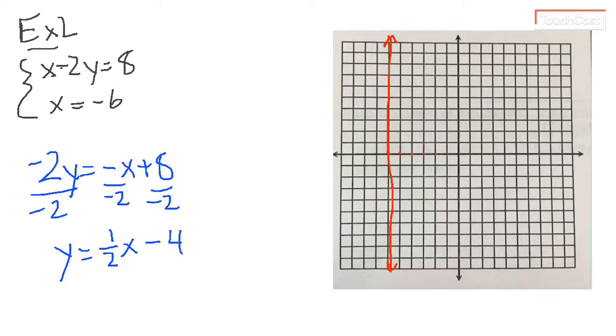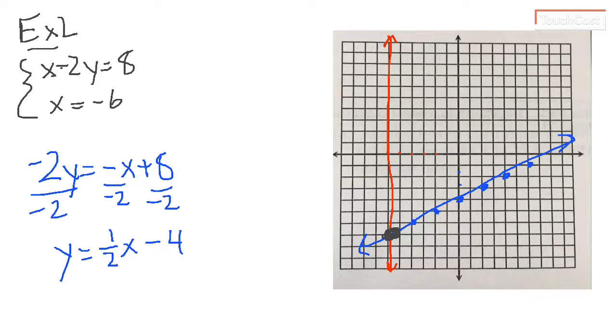minus 4. So I'm going to go and put my first dot at -4 on my y-axis. And then I can move up 1 and right 2 from that spot. I can even go down 1 and right 2. And then we can connect our dots. And we mark where they cross.